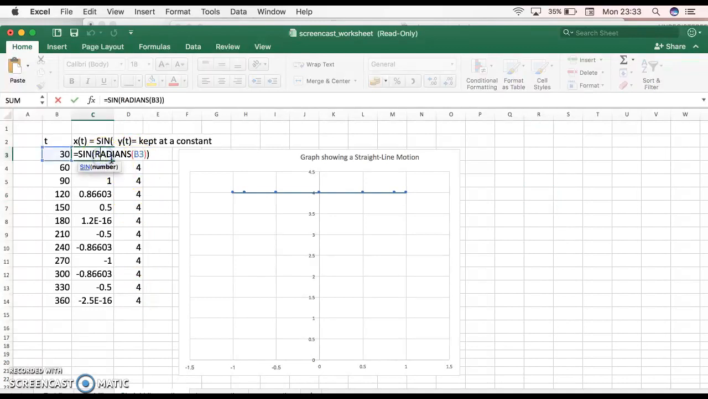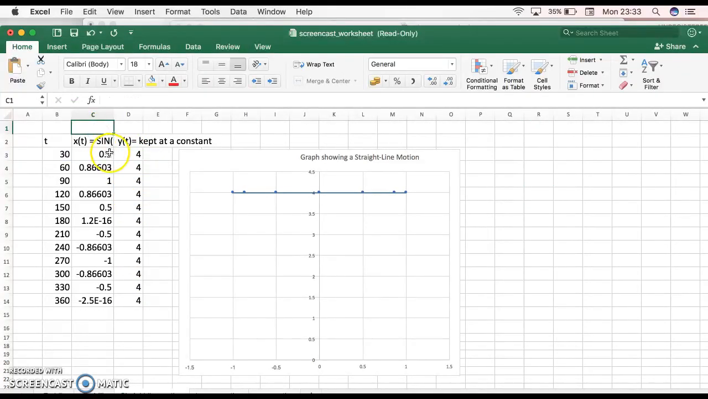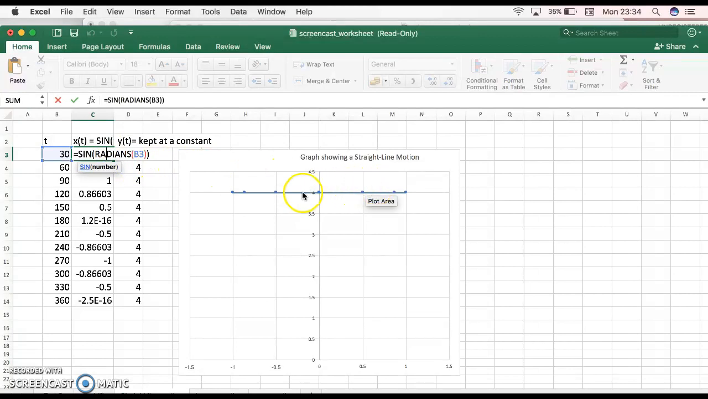Now we use sine to get our points in our straight line motion. In a straight line motion it'll be 360, and we plug in each value. We can split it up however we like, and we have our values here.